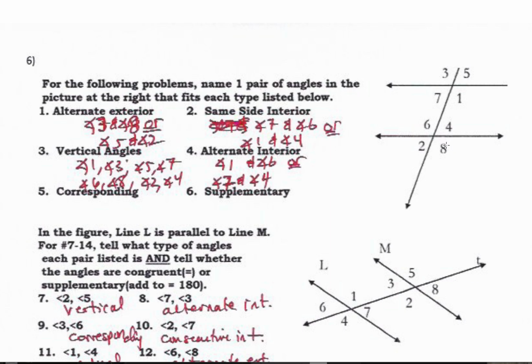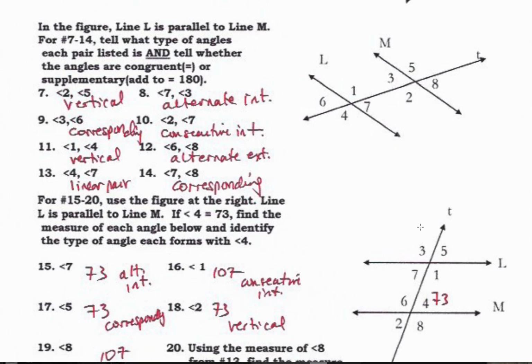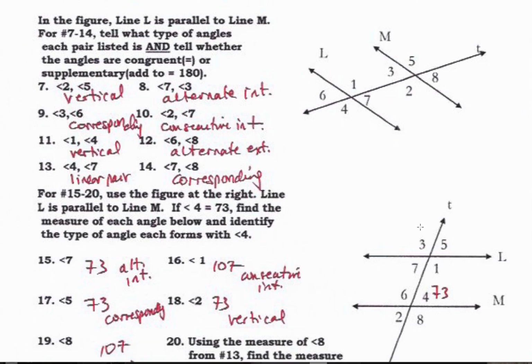Let's see here, 8 and 7, 2 and 1. So there's many different combinations there. Next up, in the figure, line L is parallel to M.